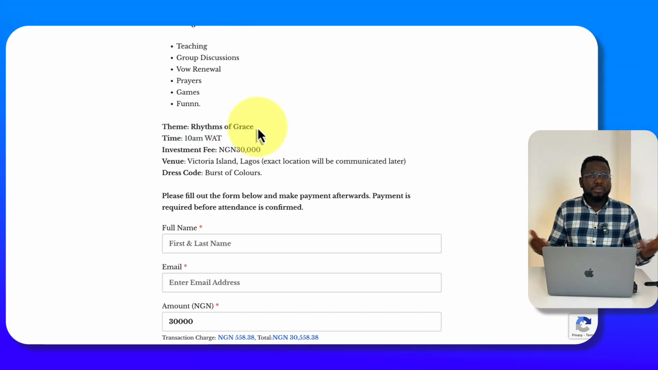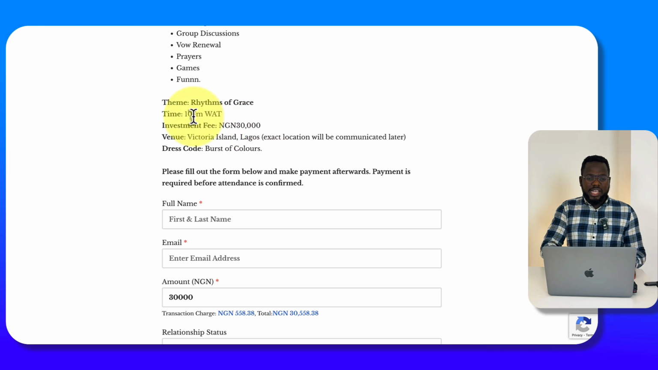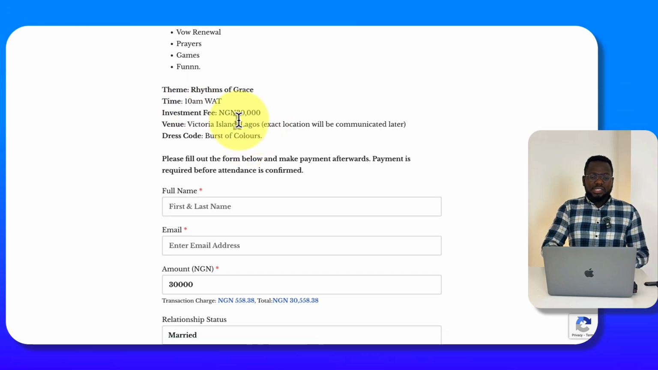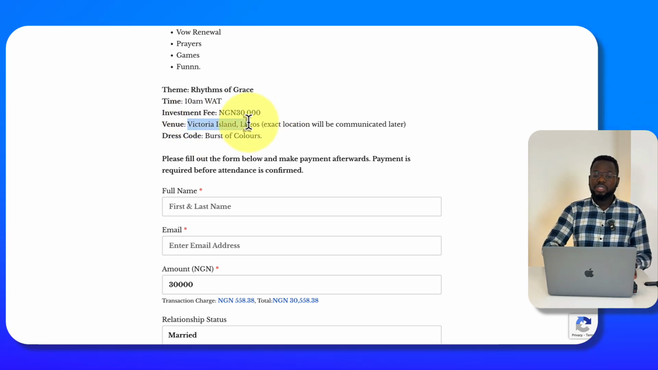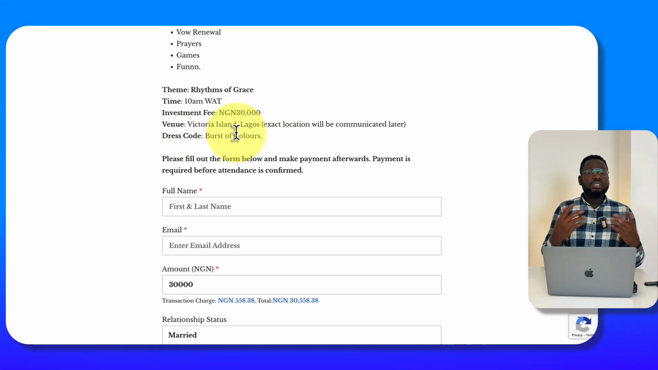In this case, you can see the talk about Redeemed of Grace. Why Redeemed of Grace? People need to understand why that, and then the time and all of that. Now, this location is good. If some of you know Lagos, Nigeria, this is a very catchy location, which is a brilliant setup. But this needs to be worked on. Dress code, burst of colors. I think these are some of the details that need to be kept until after the person has registered. Well, it's not bad to show them here.